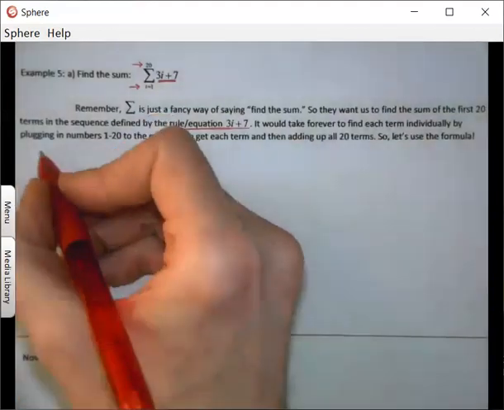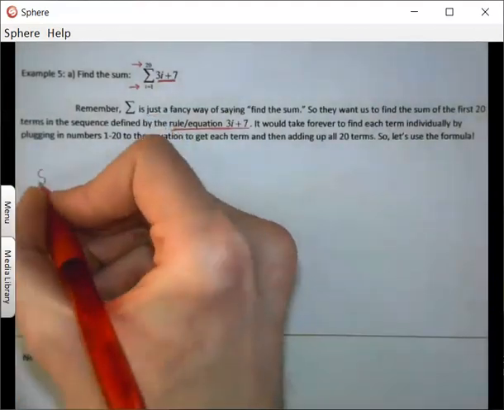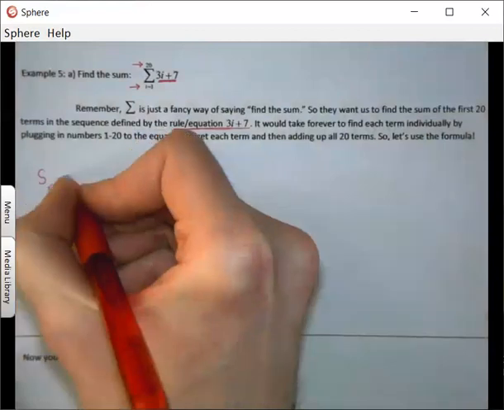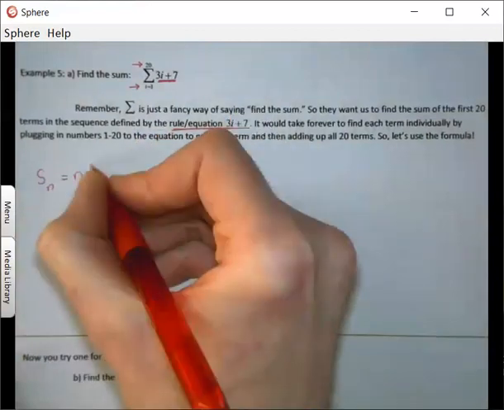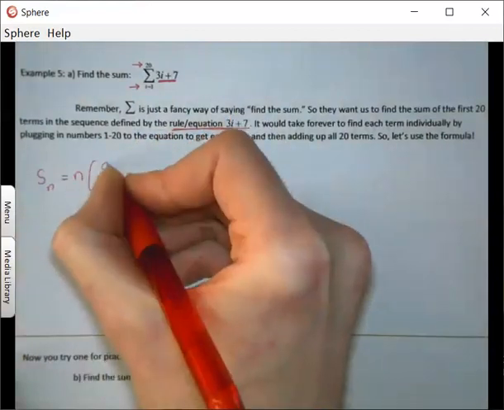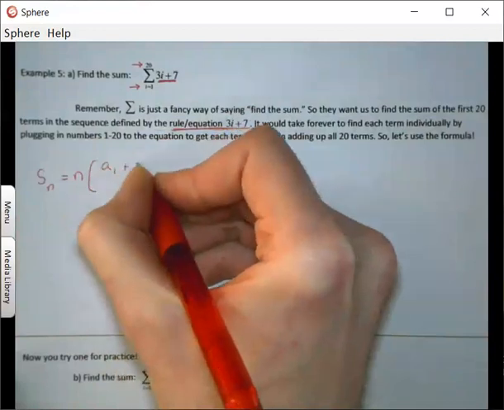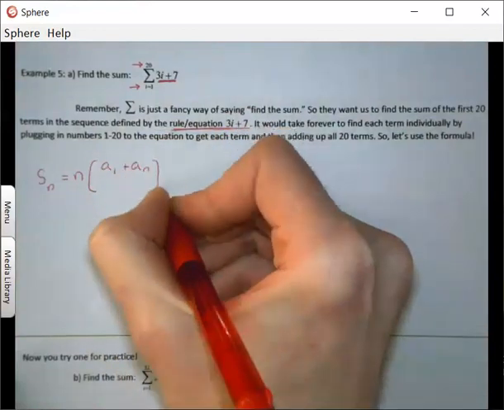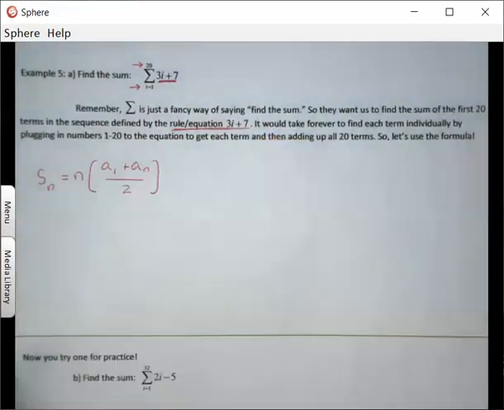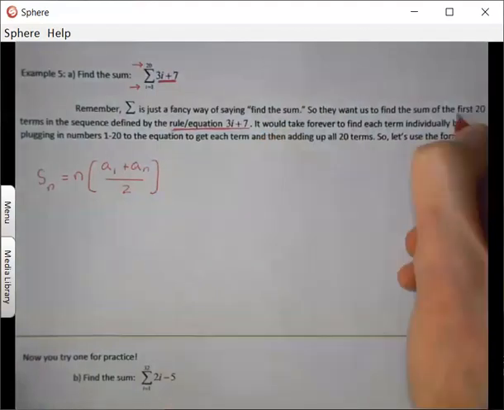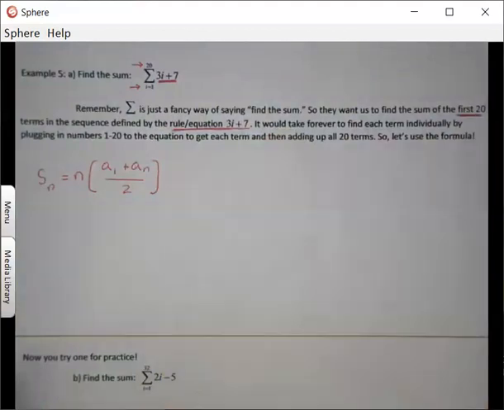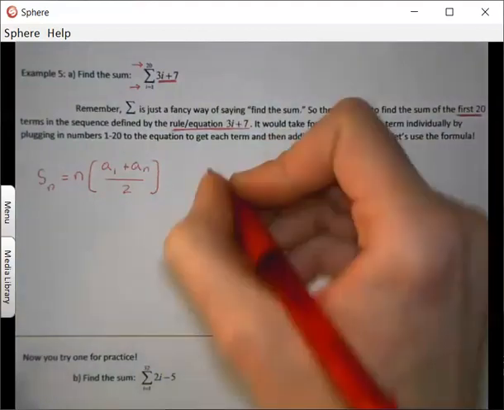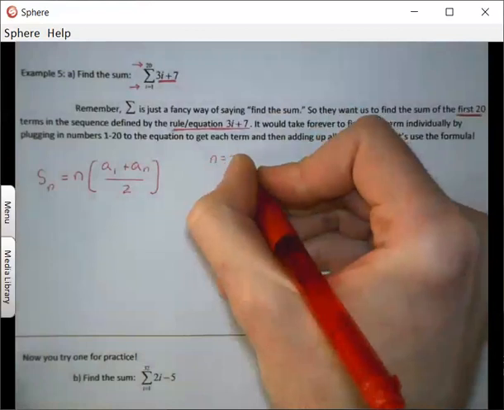So I'll write down in general again. So I want S sub n is going to be equal to n times a sub 1 plus a sub n divided by 2. So it's a few things we need to find. We know we want the first 20 terms. So that tells us n is going to be 20.